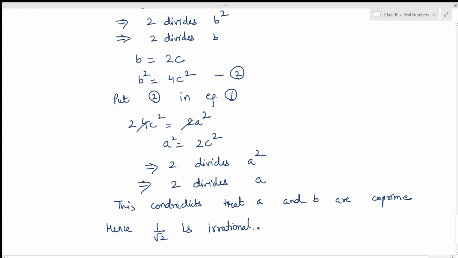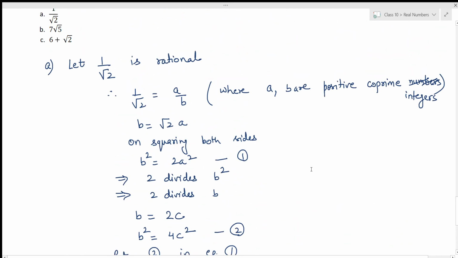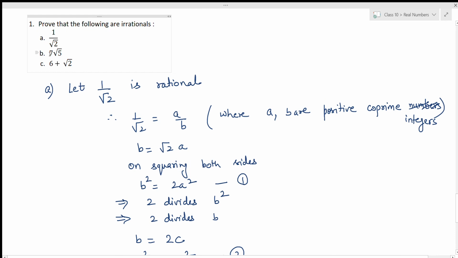So I hope how to do these types of problems step by step is clear to you all. If any doubt, you can contact me. So try the rest of the two parts on your own. They are all easy. We have done similar types of questions, so you can try them.